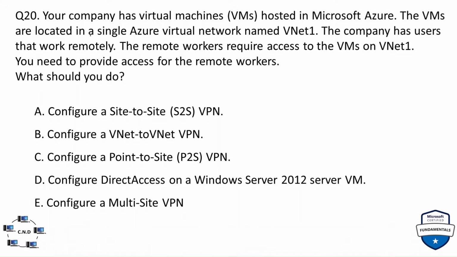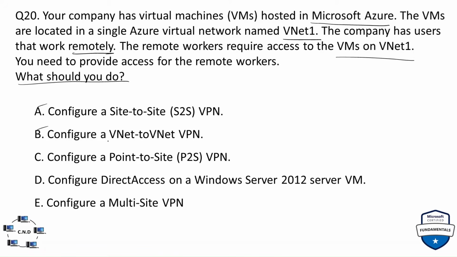Question number 20 is that your company has virtual machines hosted in Microsoft Azure. The VMs are located in a single Azure virtual network named VNet1. The company has users that work remotely. The remote workers require access to the VMs on VNet1. You need to provide access for the remote workers. What should you do? The options are option A, configure a site to site VPN.